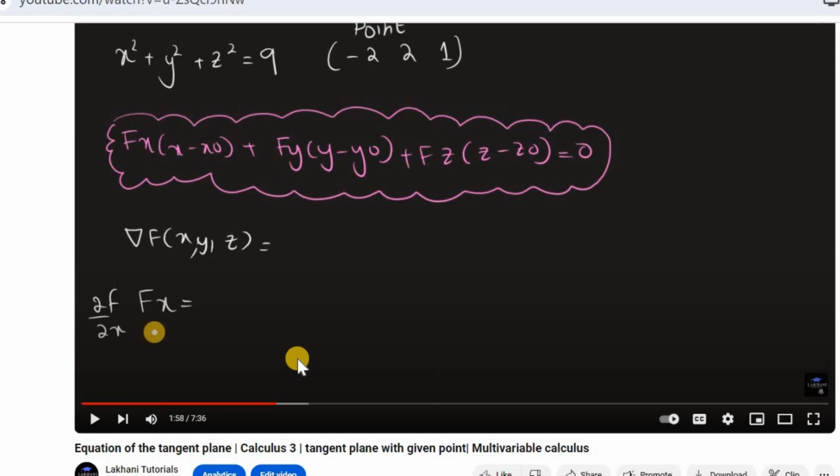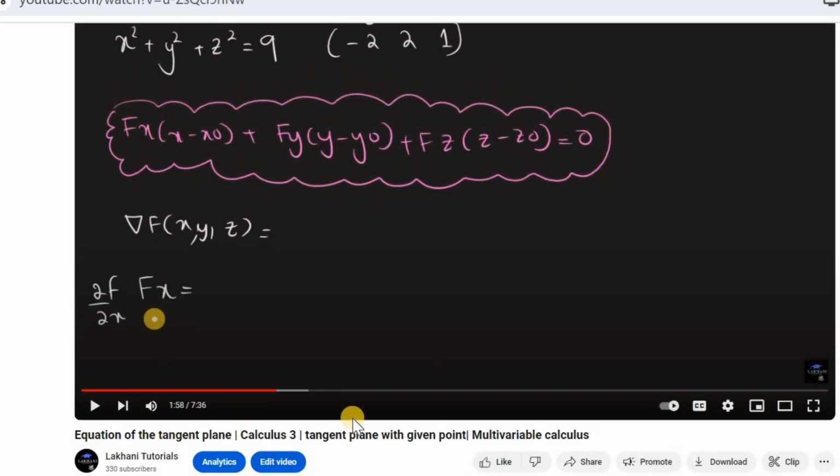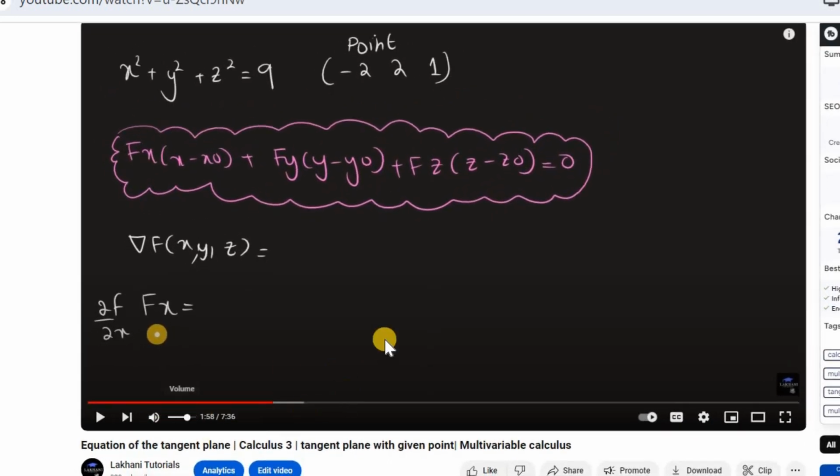Alright, this is question number 2, and here we are given the surface given by this equation, and we need to find the equation of the tangent plane at the point. Again, if you go over my channel, you can see that I've already posted a video where I explain how to find the equation of a tangent plane, where I showed you this formula to find it. So let's go ahead and use this.